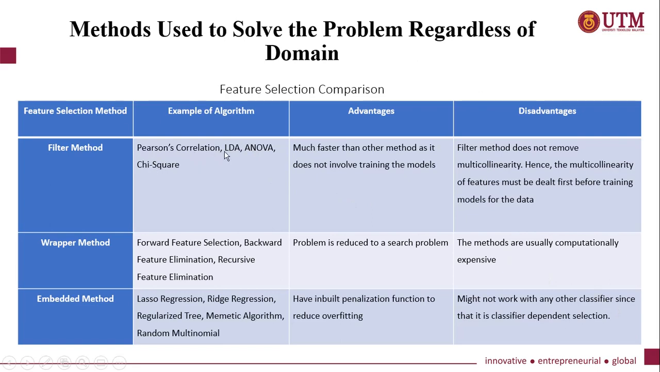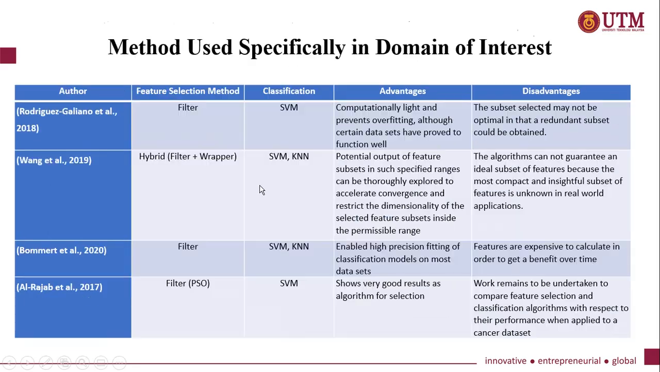So the examples for filter are these. You can look out for it. For methods used specifically in the domain of interest, I particularly collected some of the research theses, and these are the authors. As for the feature selection method that they use, usually they will use filter in their experiment.